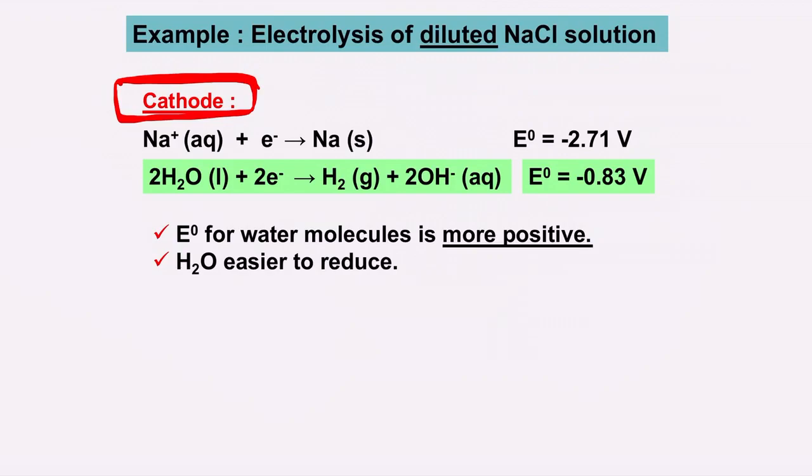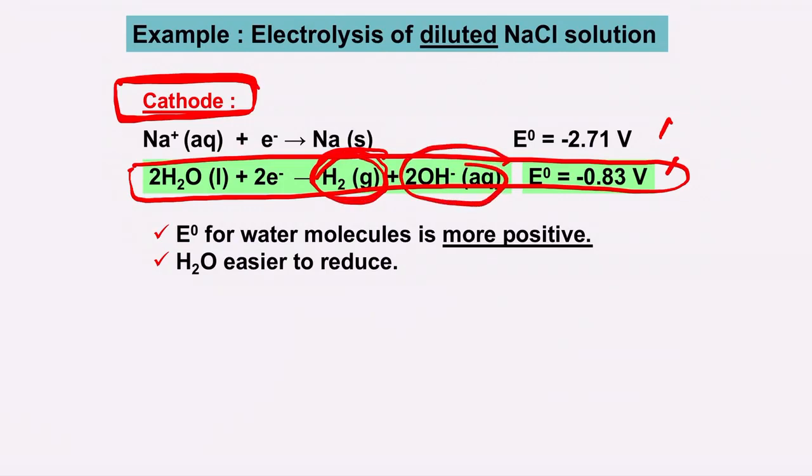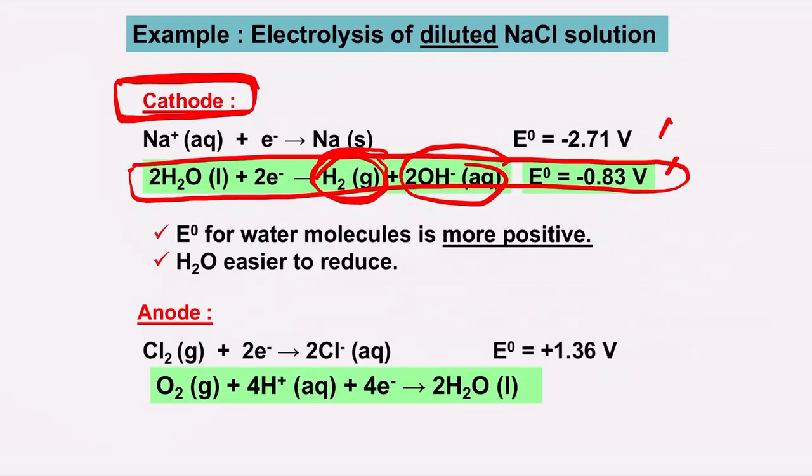Basically between these two, you can see that water is much easier to reduce. So you will have this half reaction at your cathode. That means you are going to form hydrogen gas at your cathode and a basic solution. Then at the anode, between Cl2 and water, notice that this is an oxidation reaction.